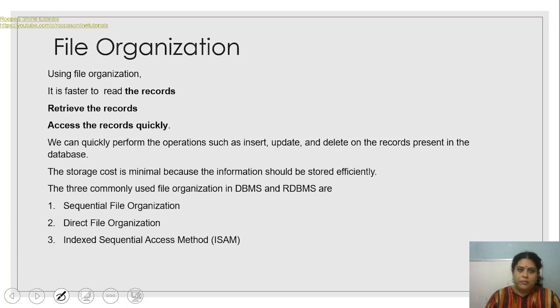Here we can quickly perform operations such as insert, update and delete on the records present in the database. The storage cost is minimal because the information is stored efficiently. There are three types of file organizations in DBMS and RDBMS. So what are they? The first is sequential file organization.